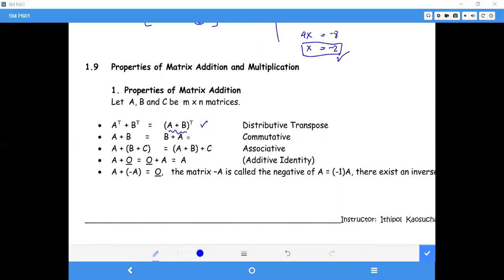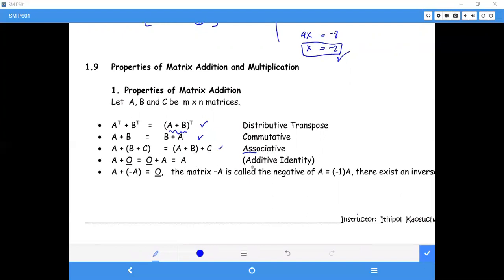Next one, A plus B is equal to B plus A. Straightforward, very easy. Okay, third one, associative, right? Associative means you can change a group. When you associate with new people, you need to change the group. If you stay in the same group, you will not associate with new people. That is why we call it associative. Changing the group. But anyway, the result is still the same.